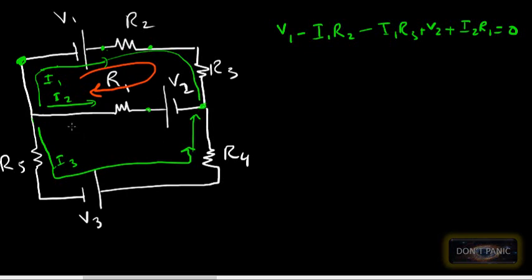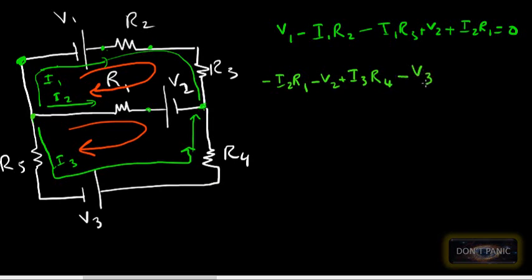Now let's do the same thing for the bottom loop. Let's start at this point. So we're going to have negative I2 R1 and then minus V2, because we're going from plus to minus of the battery. And now we're going against the current across R4, so it's going to be plus I3 R4, and then go across a battery. Then it's going to be minus V3 and plus I3 R5 equal to 0.